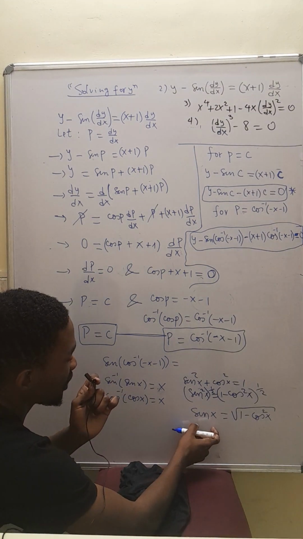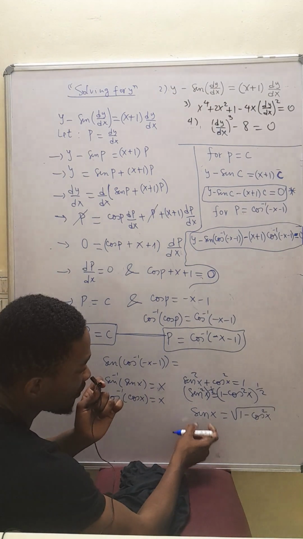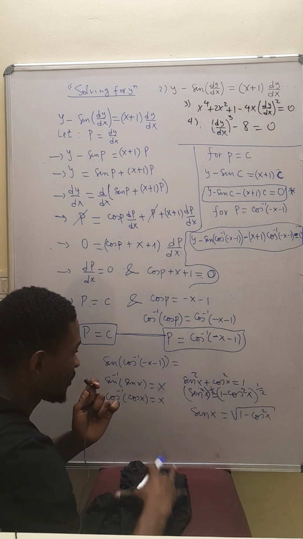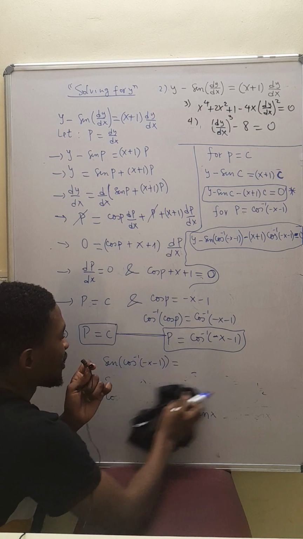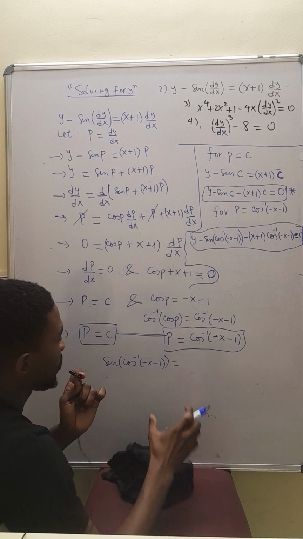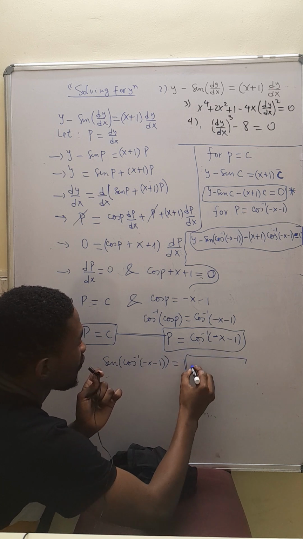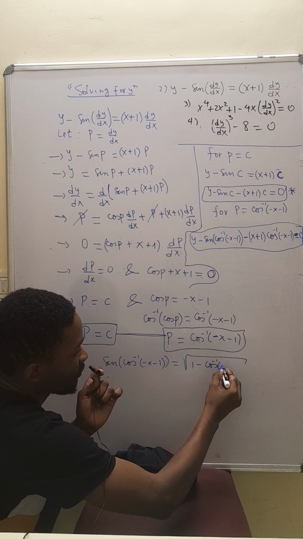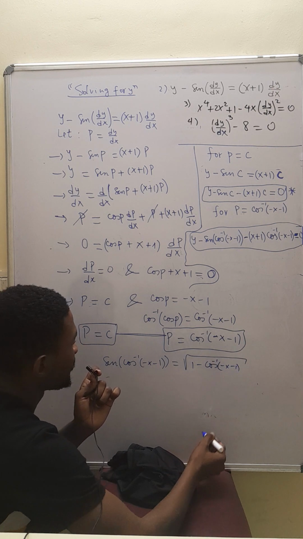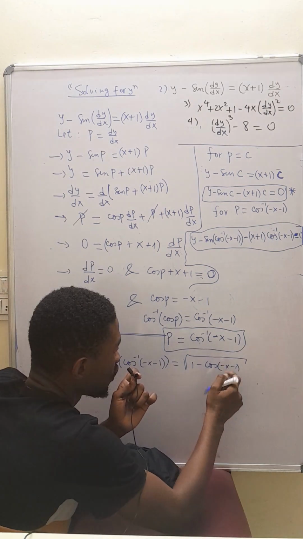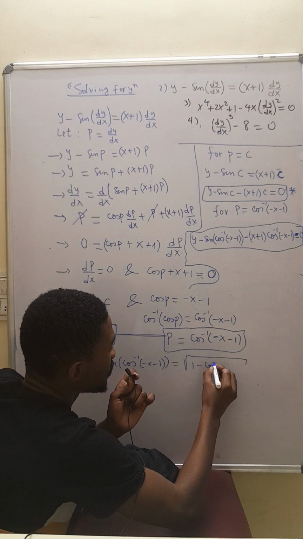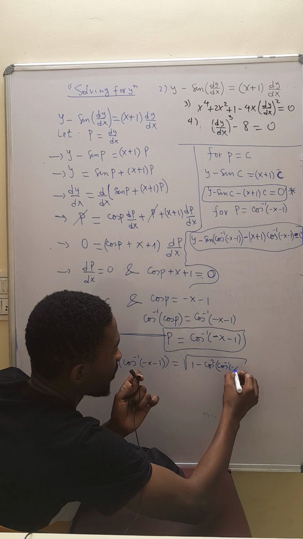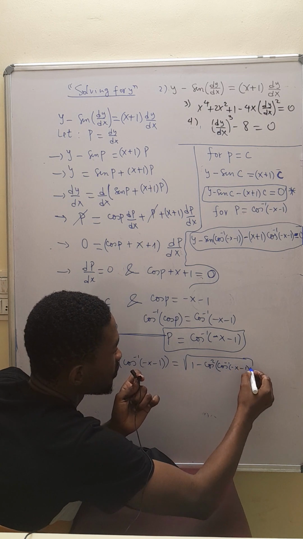This is the expression that makes a relation between sine x and cos x. Then I will put it right here. So this will be root of 1 minus cos square of cos inverse of minus x minus 1. Sorry, not cos inverse, cos square. It will be cos square of cos inverse of minus x minus 1.